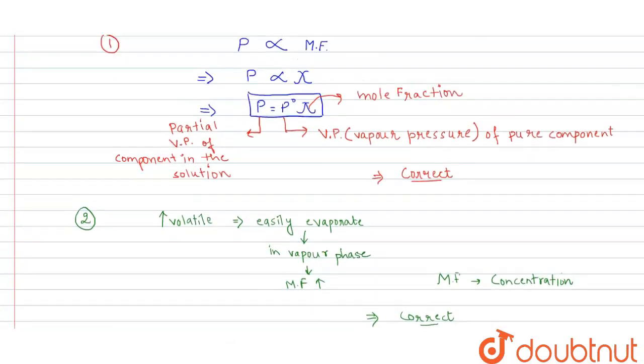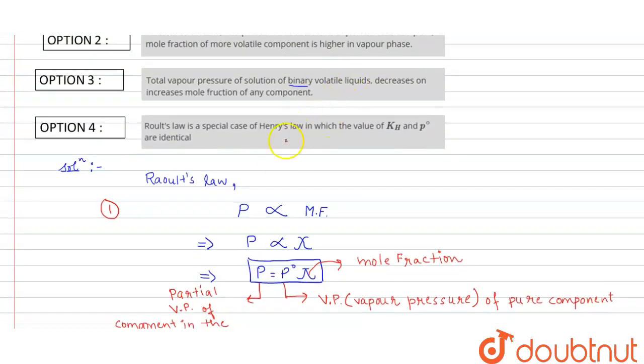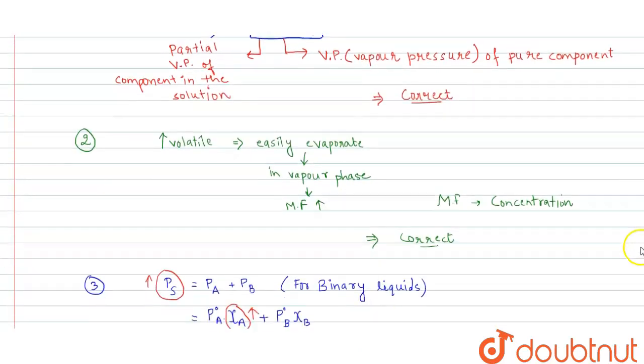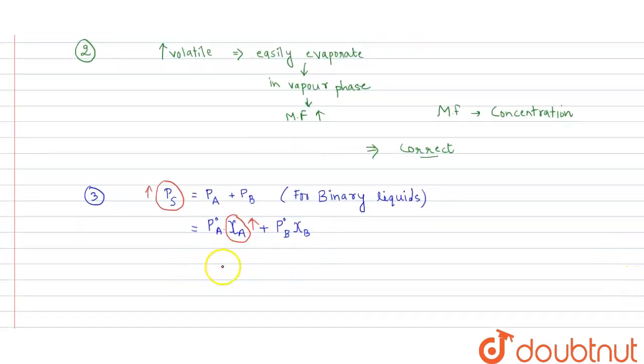But in the statement provided, they are saying that the total vapor pressure will decrease. So this is completely wrong. This statement is wrong, because if the mole fraction is increased, then the vapor pressure of the solution will also increase. So the statement provided in option 3 is incorrect.